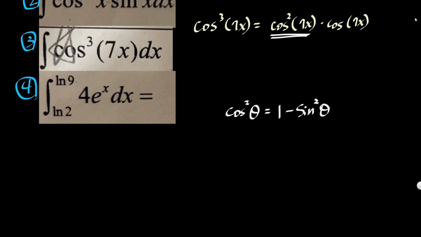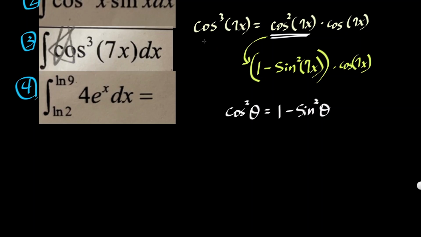You could change cosine square 7x, so this actually becomes 1 minus sine square. Instead of theta, I'm going to put 7x, like that. So it's that times cosine 7x, which is what this is equal to. That's the trick here. That's the hardest part. Now we just integrate. So we're going to integrate this now. Let me put dx right there.